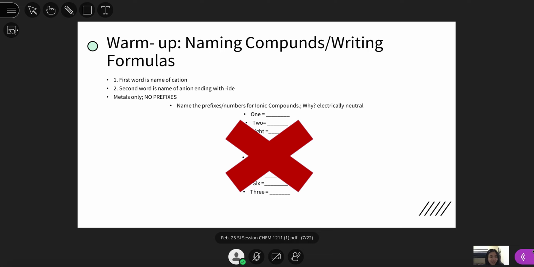But that's the answer. There's no prefixes. Don't use it. You're just going to get it wrong. So they're electrically neutral. And then just the name: the first one is just the cation. The cation always goes first. And then the second one always has "ide." Again, pretty simple, pretty easy, not much to be done.